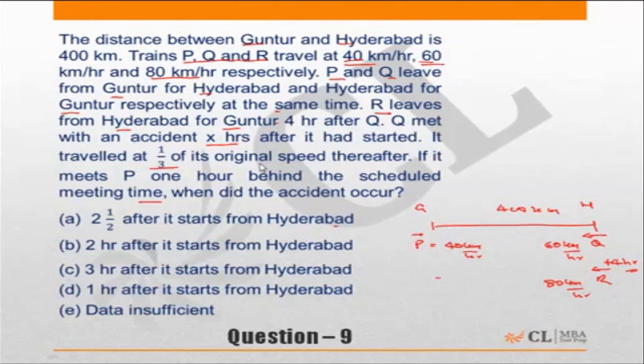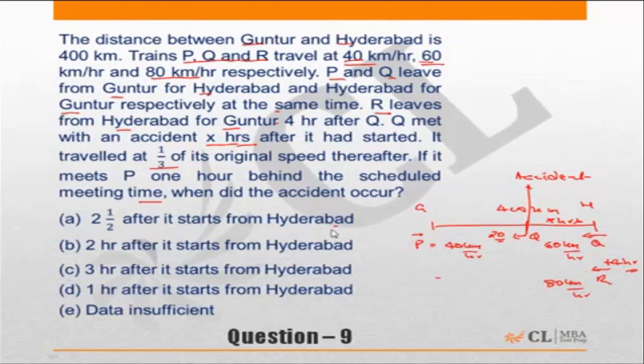Q met with an accident X hours after it started. Let me say this is the place where the accident takes place, X hours after it started. It travelled at 1/3 of its original speed thereafter. Thereafter the speed of Q became not 60 but 1/3, which is 20.